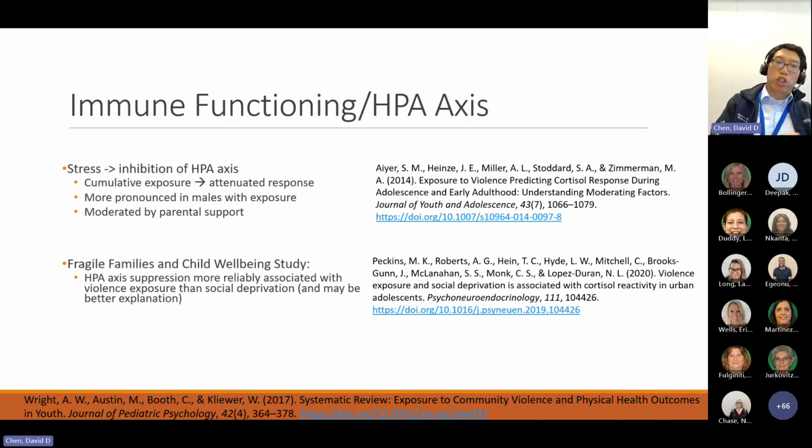We know that cumulative exposure to stress in general leads to attenuated responses as measured by cortisol, one of those hormones. And more specific literature that's coming out says that this attenuation with cumulative exposure is pronounced, and perhaps even most pronounced, when it's related to violence. So it may be that violence is a major explanatory factor in the way in which childhood or chronic exposure to stress influences this alteration of the immune system and HPA axis.